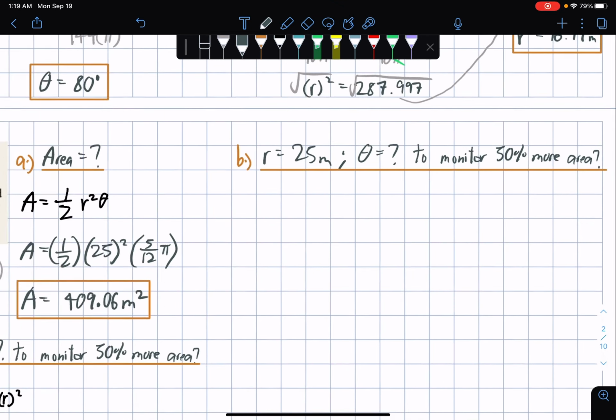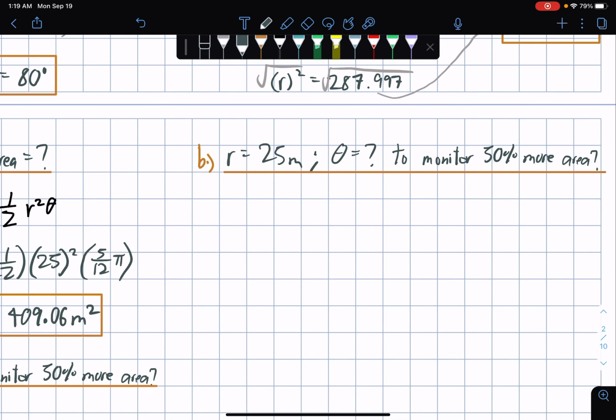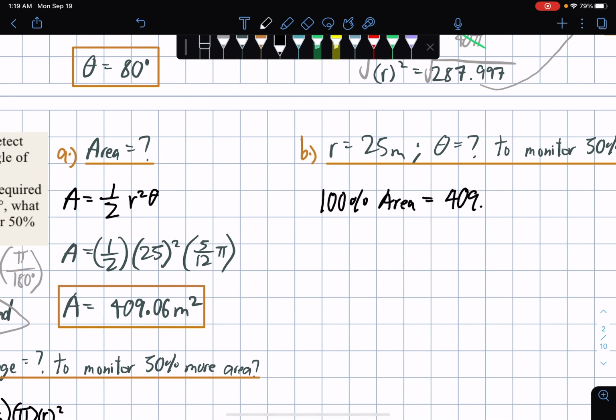Alright, for letter B. So given that the area is 50% more, so from, hang on, 100% area is what? 409.06 meters squared, right? And 50% of area is basically this one divided by 2. So it's 204.53 meters squared.